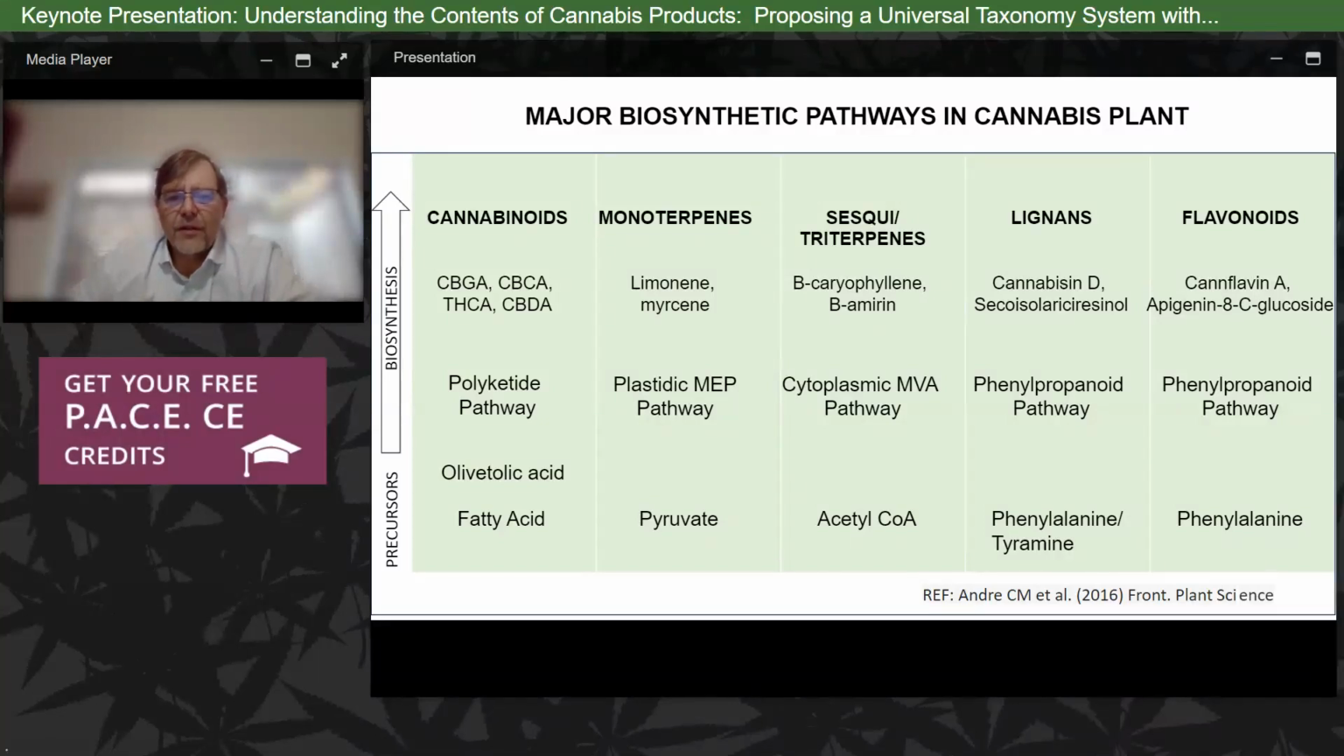For major cannabinoids, there's CBGA, THCA, CBDA. Another example is CBCA, and we'll look over these. For monoterpenes, it's limonene and myrcene. Sesquiterpenes, beta-caryophyllene and beta-amarin are examples. Lignans are cannabisin D, flavonoids, canflavin A, some of the examples. They all have their own precursors at the bottom here that I've summarized from this reference article from 2016. All have their precursors. They all have distinct biosynthetic pathways that lead to the synthesis of cannabinoids, terpenes, and other molecules shown here.